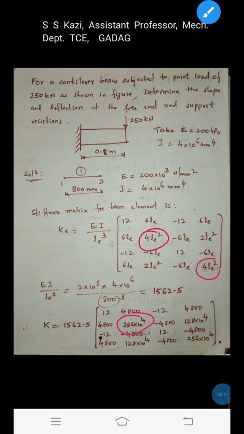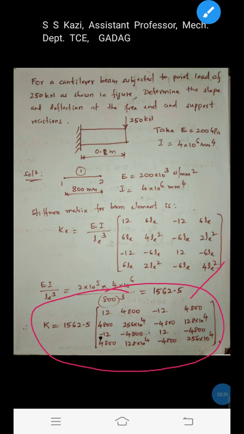Wherever 4 Le square is there, you write 256 into 10 raised to 4. If you calculate 2 Le square, that is 2 times 800 square, you will get 128 into 10 raised to 4. You write wherever 2 Le square is there, 128 into 10 raised to 4. Okay, likewise the stiffness matrix can be found out. This is the stiffness matrix we got for the beam element. This itself is the global stiffness matrix because the entire beam is considered as a single element.